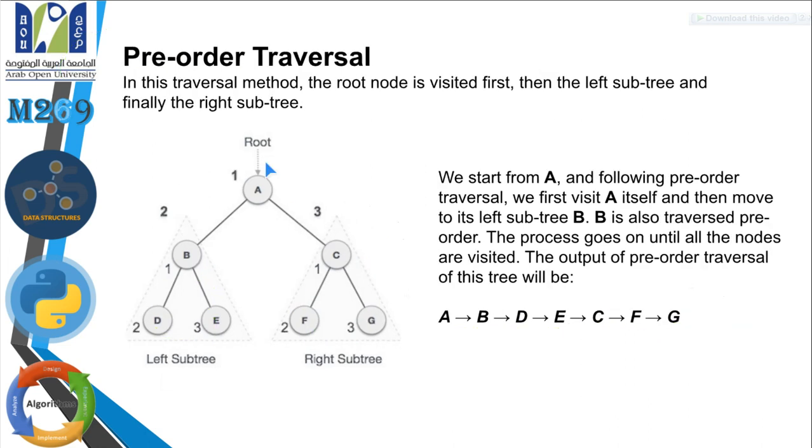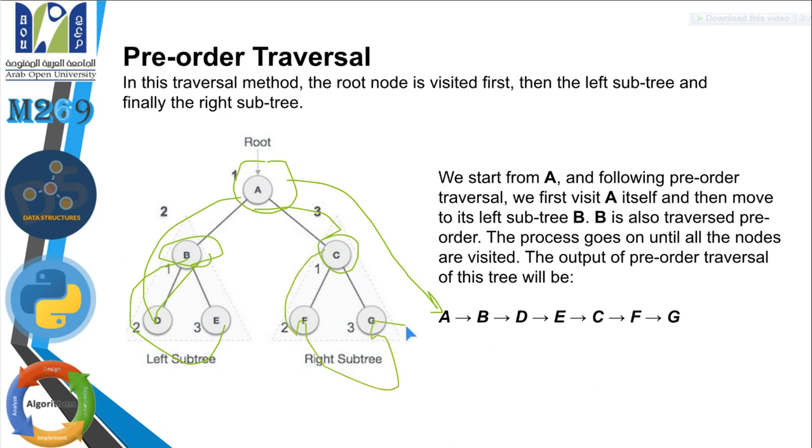For the pre-order, the root is first. So A, then left, which is the B, and then we go to the D, and then E. Then we go to the right, starting from the root, which is C, then left F, then right G.